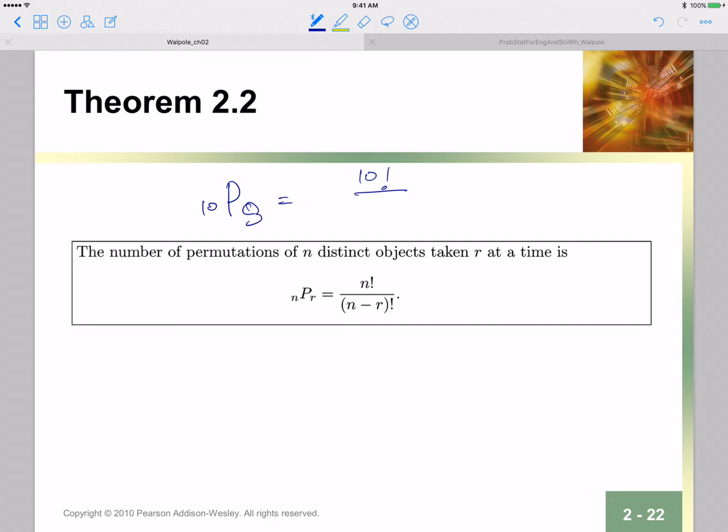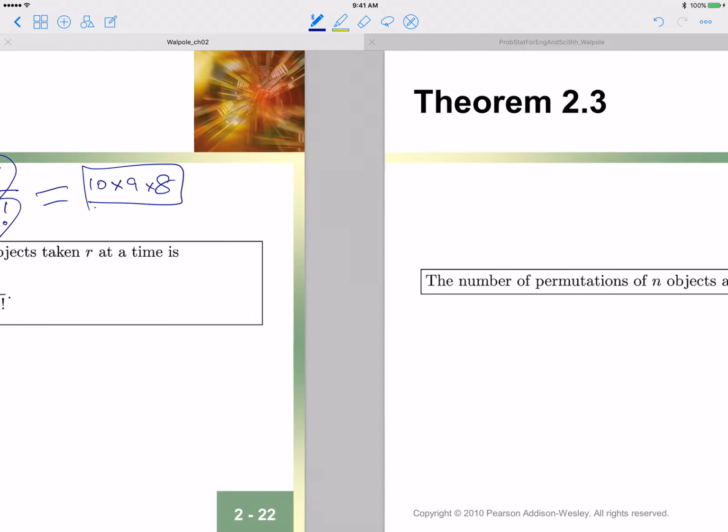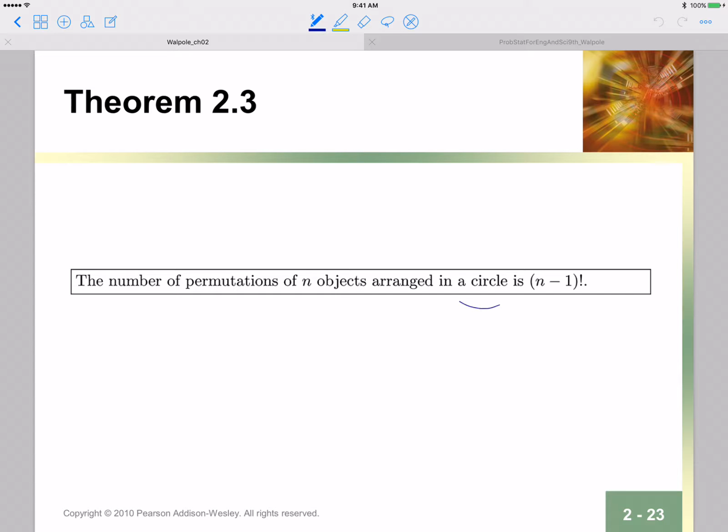How many? Should it be 7 or 3? 7 or 3? 7, right? Because it's like 10, 9, 8, right? So factorial should always go down all the way to just 1. So 10 factorial means 10 times 9 times 8 and all the way to times 1, right? So we have to cancel out all the 7 factorials so that we can obtain this. Okay, and then when a circle is involved, we have to divide it by n.